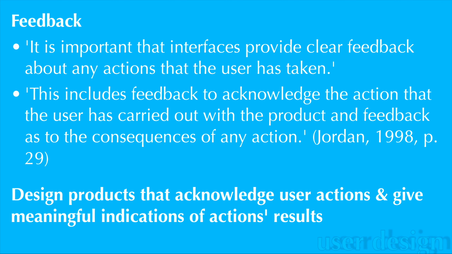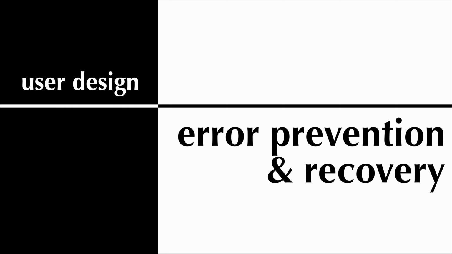Feedback. It is important that interfaces provide clear feedback about any actions that the user has taken. So when they're interacting with your user interface, you want to make sure that when feedback happens, it is very clear to them. This includes both feedback to acknowledge the action that the user has carried out with the product, as well as feedback as to the consequences of any actions. So you don't want them to click on something and nothing to happen. You want something to happen that's very clear to them. From this, you want to design products that acknowledge user actions and give meaningful indications of action results.